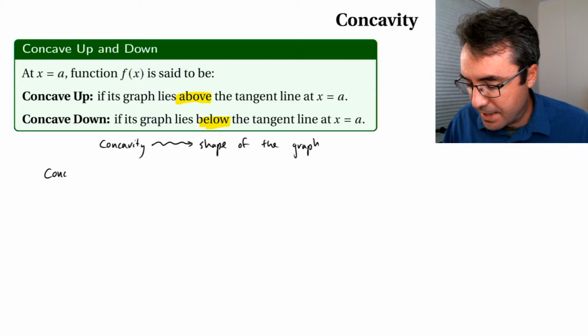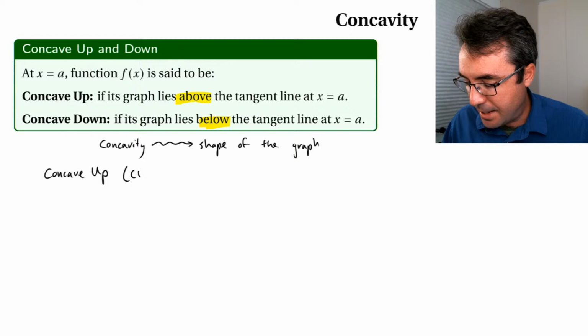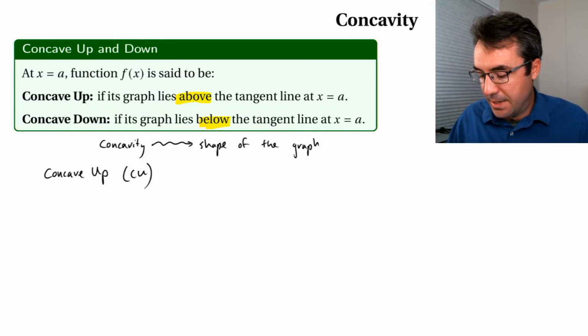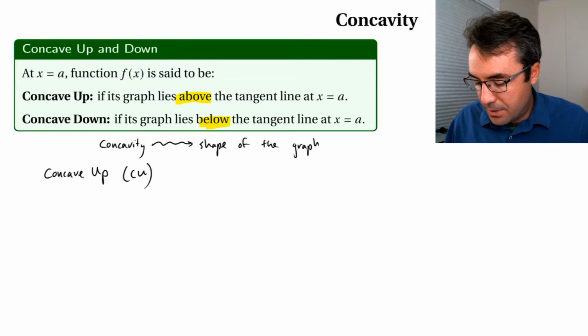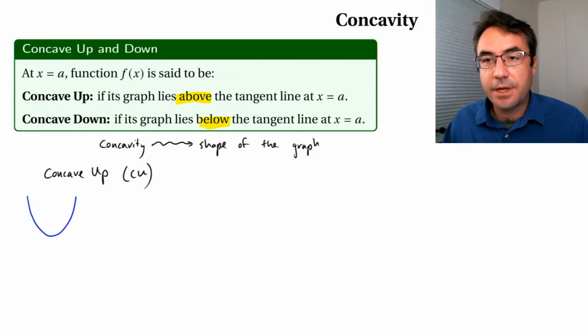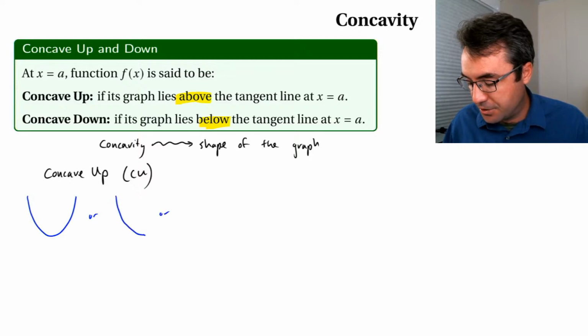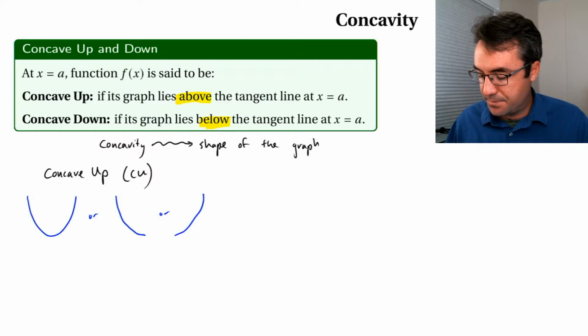So what does a concave up graph look like? I'll usually abbreviate this CU. So concave up looks like a U shape. It might look like the whole U shape, or it might look like just the left side of it, or it might look like just the right side of it.